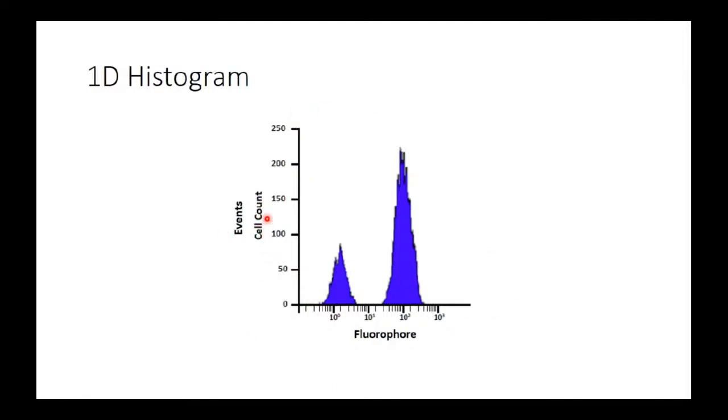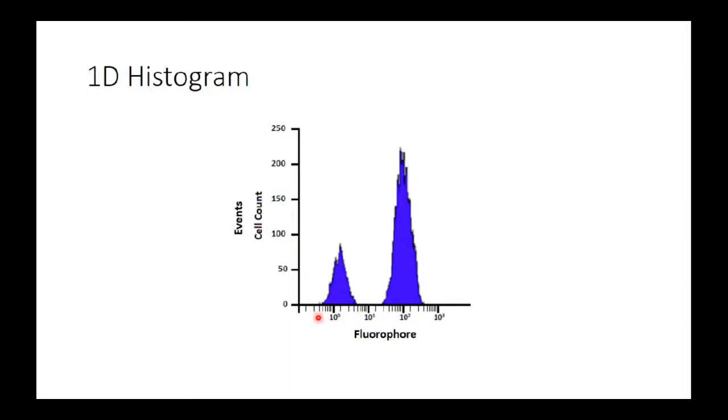Here we have the cell count, or the events. We call them the events passing through the laser beam. And here we have the signal of the fluorophore. So when I have a high signal of fluorophore, these are the cells that are expressing the protein of interest, and the cells that give a low signal on the fluorescence detectors are the cells that are not expressing the protein.